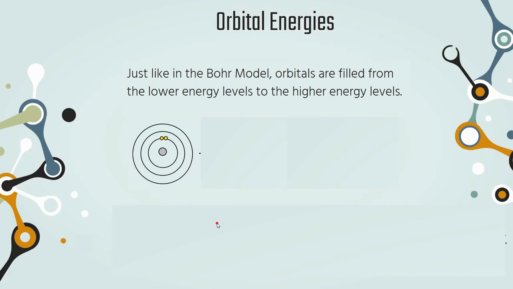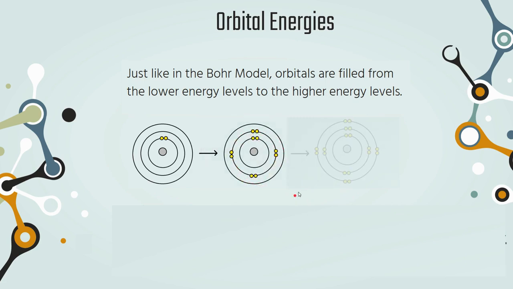So let's first remind ourselves about the Bohr model. Just like in the Bohr model, our orbitals are going to be filled from the lower energy levels to the higher energy levels. In the Bohr model, this looked like filling the first ring with 2 electrons, the second ring with these 8 electrons, the 4 pairs, and our outer ring, our third ring, with 4 pairs as well. And we could keep going with the Bohr model and fill more and more rings.